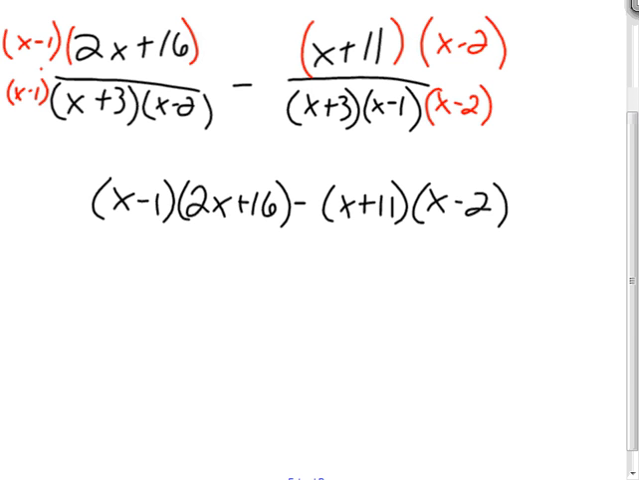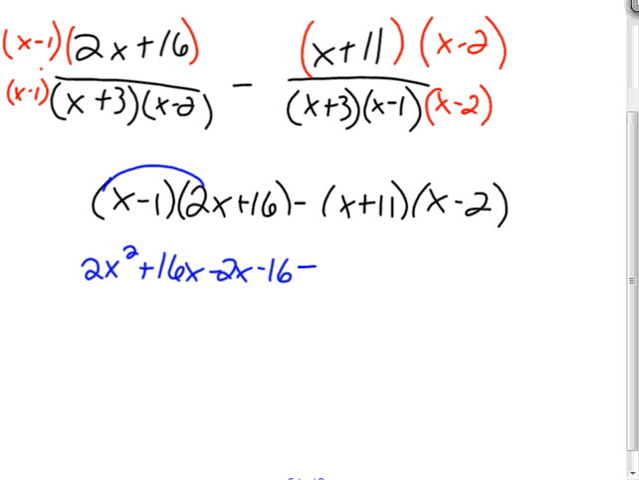Okay, so I've got multiplication here, a subtraction sign, and then multiplication here. So I know I have to do multiplication before I can do addition and subtraction. So I'm going to start by multiplying them out, expanding. First, outside, inside, last. So on the first one, I get 2x squared plus 16x minus 2x minus 16.